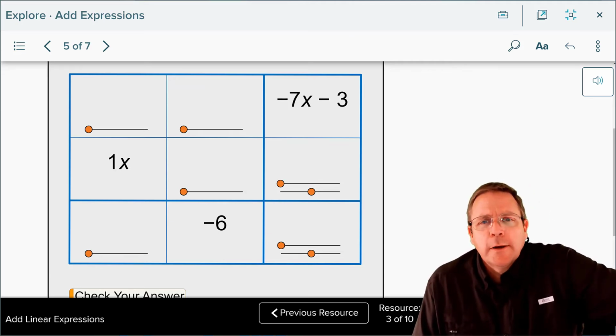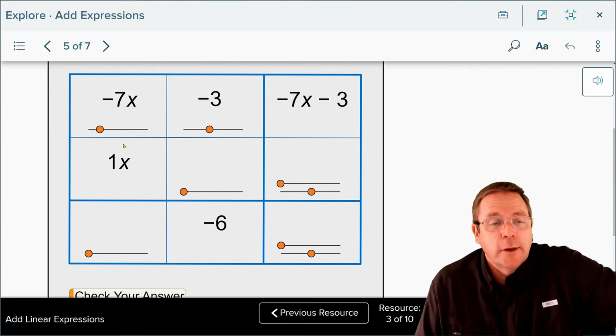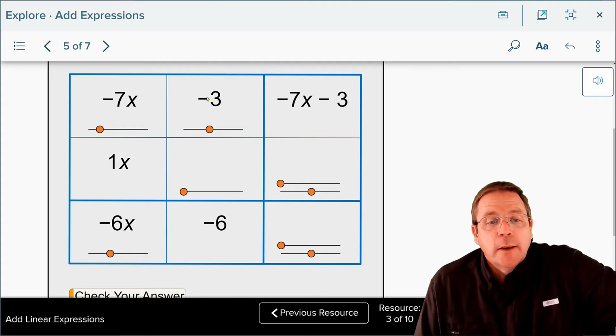So were you able to get it? Let's see what I did. First off, I know that this line right here is negative 7x minus 3, so I'm going to have a negative 7x and a minus 3. Going this way, I'm going to have negative 7x plus 1x. Well, that's going to leave me with a negative 6x. And here I have negative 3 plus something equals negative 6. That's going to become negative 3 as well.